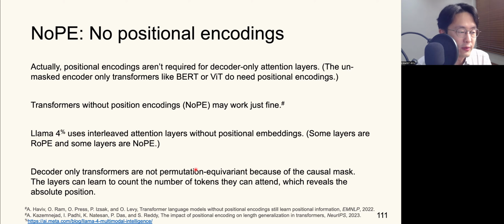So how is that possible? Well, it turns out that decoder-only transformers are actually not permutation equivariant because of the causal mask. The masked attention layer can learn to count the number of tokens it can attend to, and this actually reveals the absolute position. So explicit positional encodings are not needed for masked attention layers because they can figure out their absolute position. Although it does seem to be the case that using RoPE as an explicit positional encoding mechanism does help, even though it's not, strictly speaking, necessary as this slide is claiming.